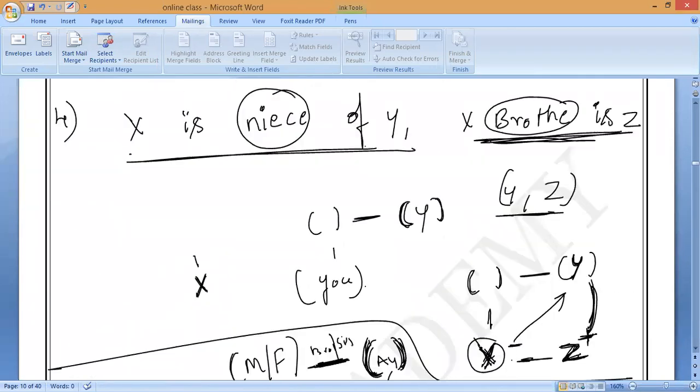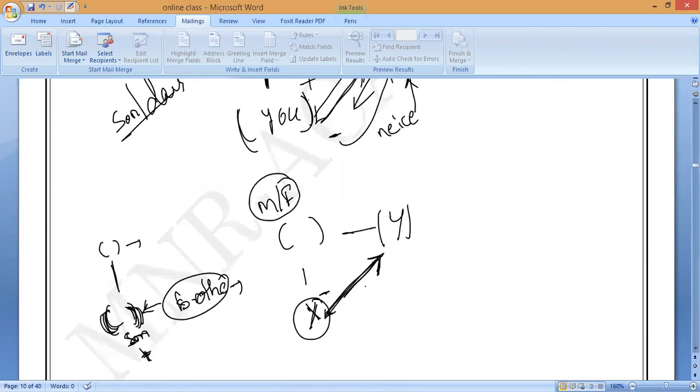X brother is Z. X brother means X's own sibling. X sibling is underscore Z. Here brother means plus sign. What is the relationship between Y and Z?